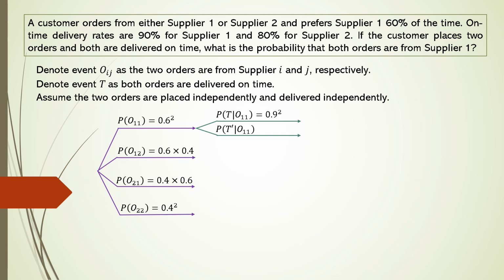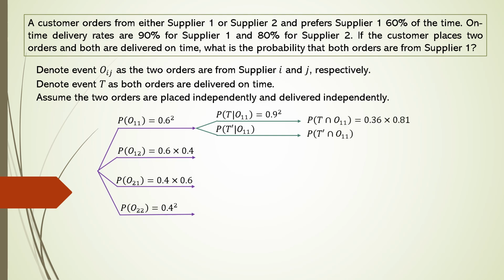And do we need to worry about this? Not really. Because the question only asks you about, given the two orders are delivered on time, what's the probability that both orders are from supplier 1? So we just need to extract the information when both orders are delivered on time. So whether one is delayed or both delayed, we don't care.